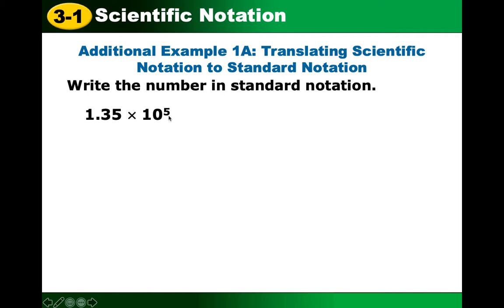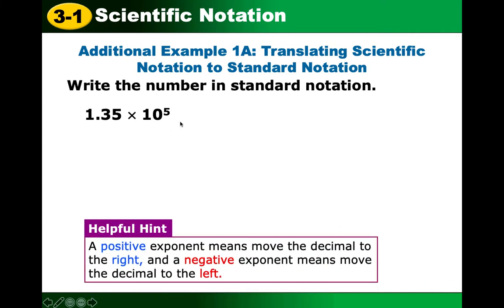Now, if we wanted to write this in standard notation, we would want to multiply the 1.35 times 10 to the fifth. So what would that mean, actually? Now remember, if the exponent is positive, we are increasing the 1.35. And to do that, we're going to move the decimal to the right this many times, in this case 5 times. If this was a negative exponent, we'd be moving the decimal point to the left. So let's move it over to the right 5 times.